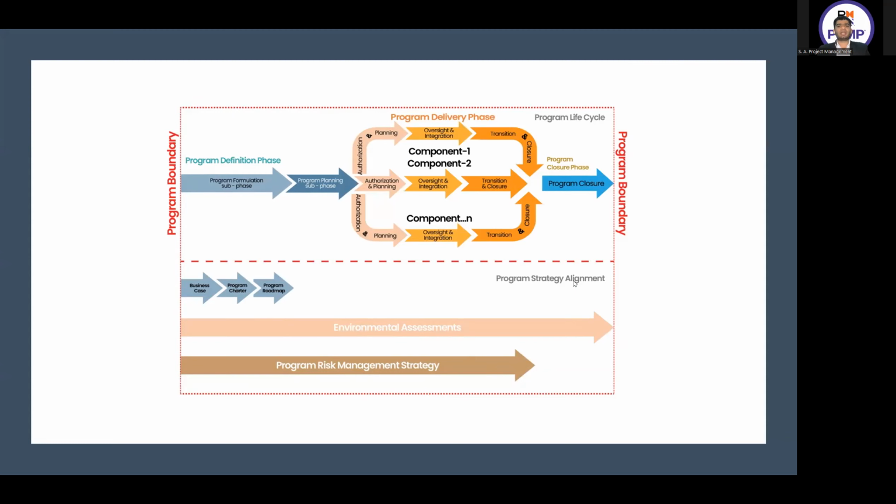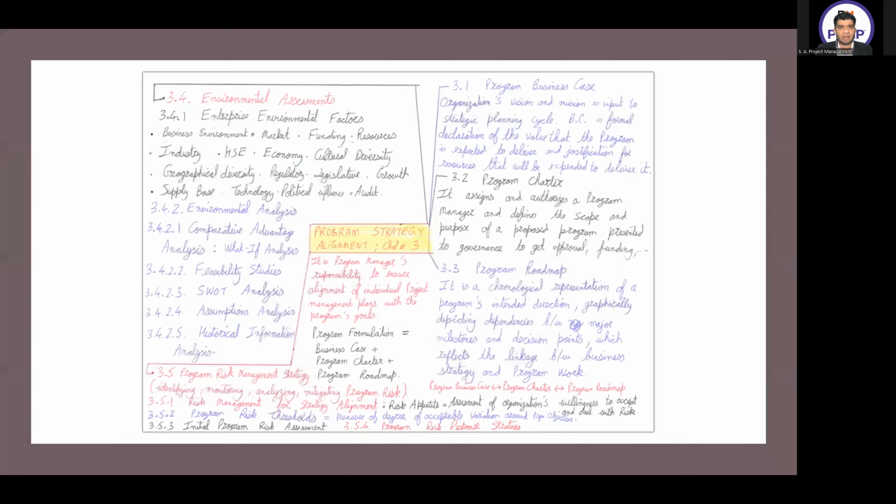Now we are going to the detail of the strategic alignment domain. In the strategic alignment domain, we are making the business case, charter and the roadmap. These are the three important documents that we will cover here. So this is the mind map, a handwritten mind map for you for the program strategic alignment.